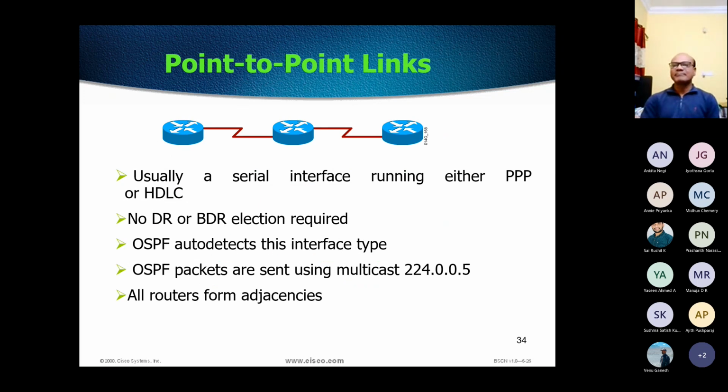Point to point doesn't require a DR or BDR election. OSPF auto-detects this interface type. OSPF packets are sent using the multicast IP 224.0.0.5 to form your adjacency.